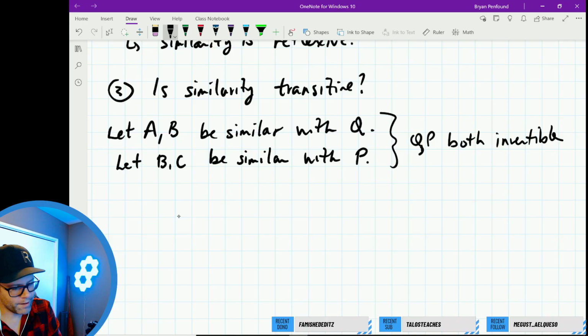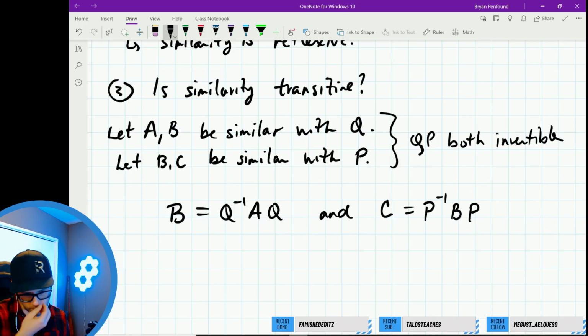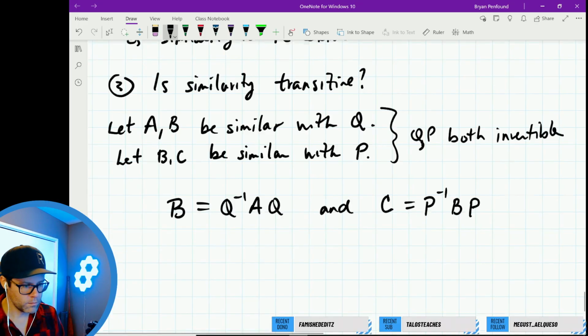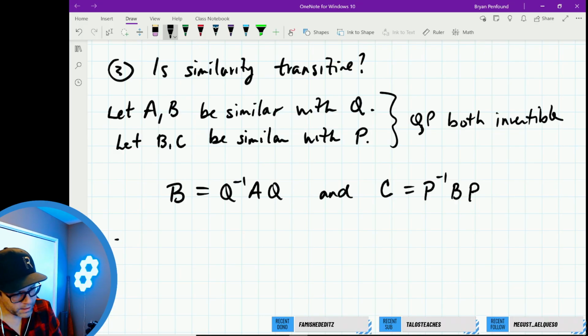So what do we have? We have that B is equal to Q inverse AQ, and B and C are similar, so we have that C should be equivalent to P inverse BP. So I guess what we could do is take the relationship that we have for B, which is Q inverse AQ, and substitute that into the relationship that we have for C and B. So let's make a substitution.